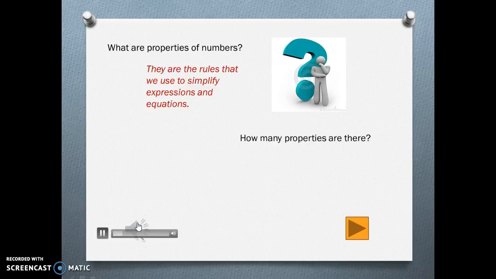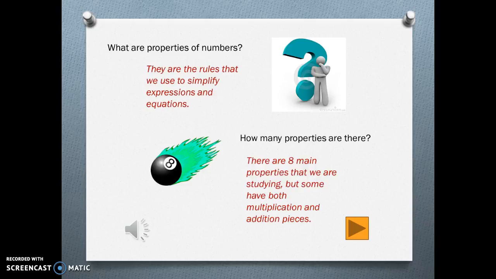Properties of numbers are the characteristics or rules that apply when we use basic operations like addition, subtraction, multiplication, and division. We are going to talk about 8 in this lesson.